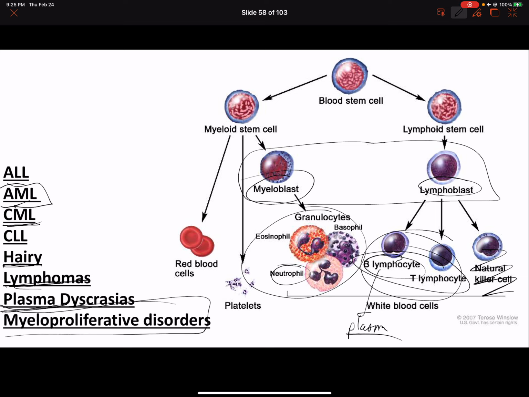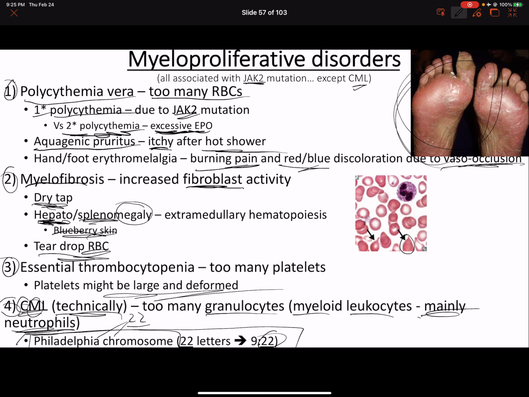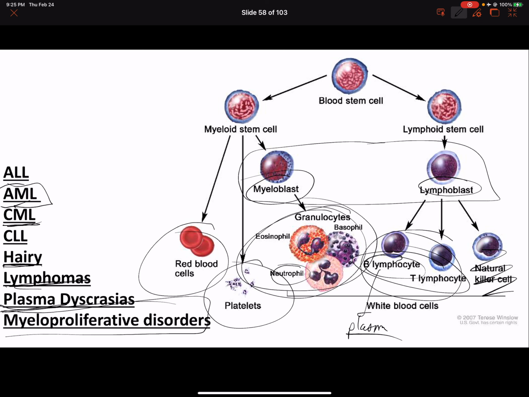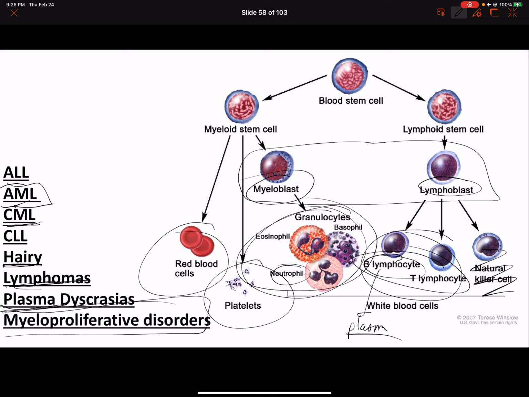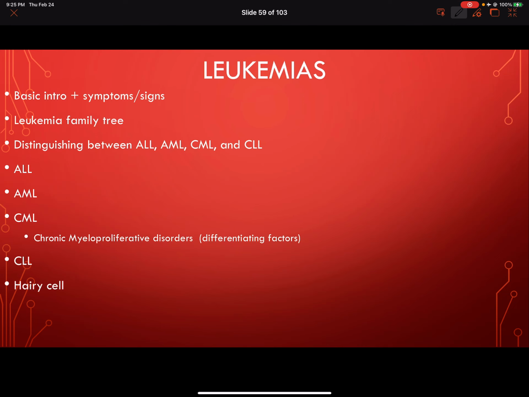And the myeloproliferative disorders, which are the mature granulocytes, and the mature red blood cells and the mature platelets. And we said that this was polycythemia vera, and essential thrombocytopenia, and myelofibrosis as well, not shown in this particular picture. Great, on to leukemias.